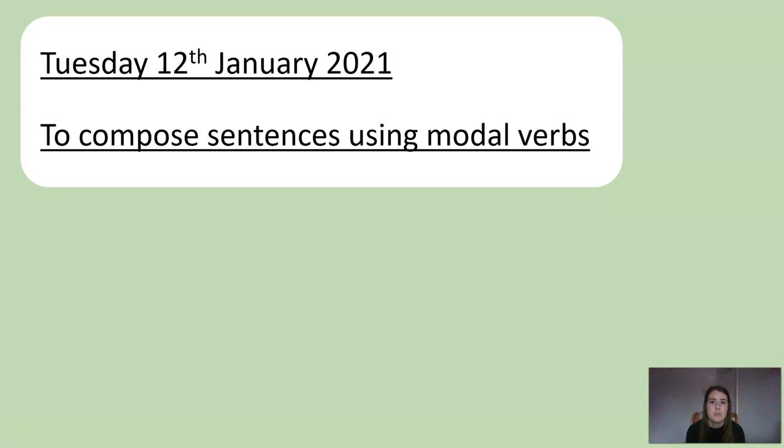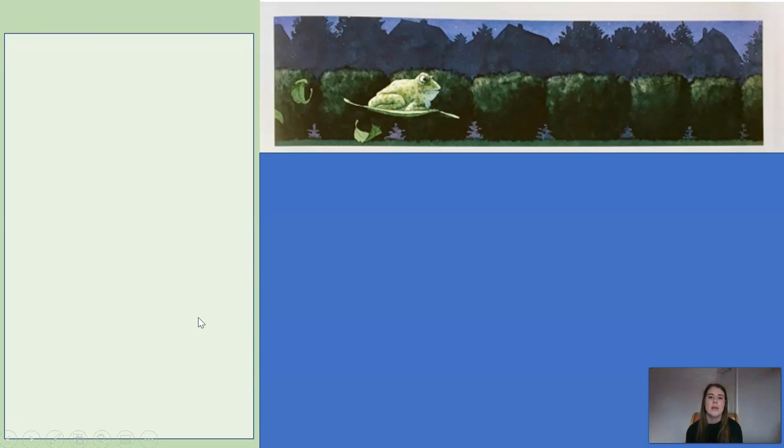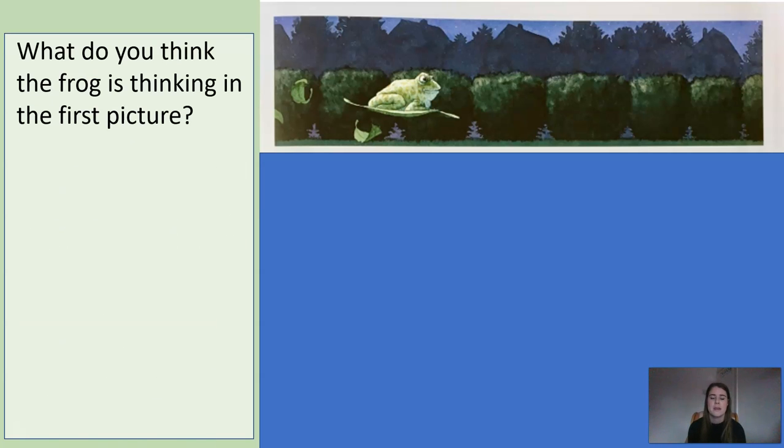Now again, I've included the pictures needed for this lesson for today, but if you struggle to see the pictures, you might want to have a copy of the pictures of the book to hand just in case you need them. Okay, so we're going to have a look at this first picture, and I would like you to answer a question per picture. So the first one is, what do you think the frog is thinking in the first picture? So I'd like you to pause and think, what do you think that frog might be thinking about?